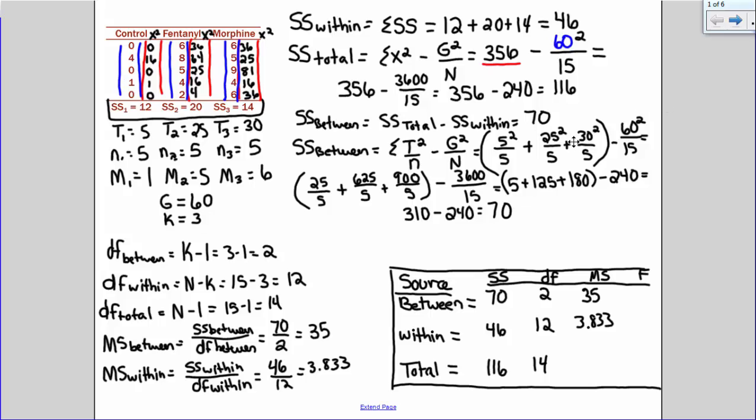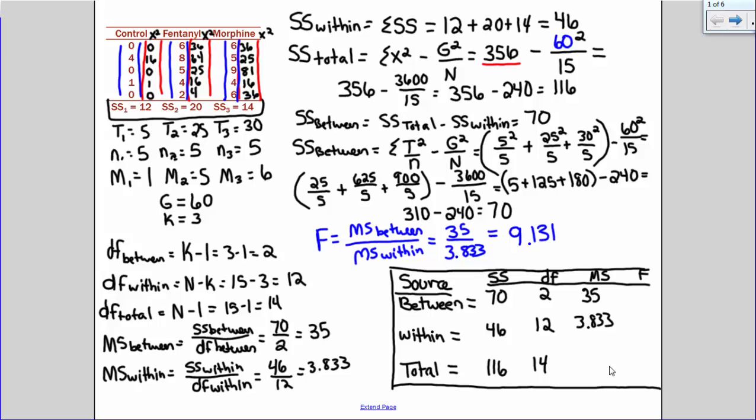Now let's go ahead and calculate F. And I'm going to put F in blue because it's super important. All right, F is equal to the mean squared between divided by the mean squared within. So 35 divided by 3.833. So in other words, to find your values, you take this divided by this to get this, divided by this to get this, and this divided by this to get F. And 35 divided by 3.833 gives me 9.131.